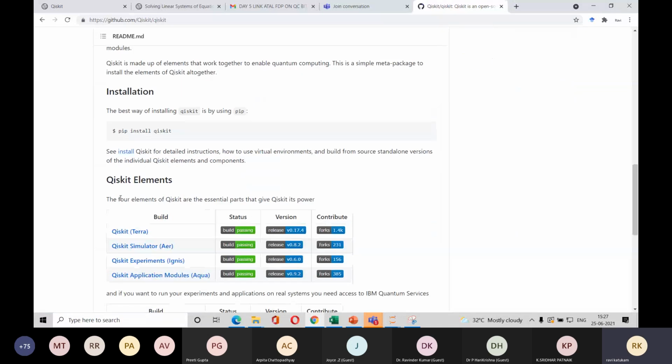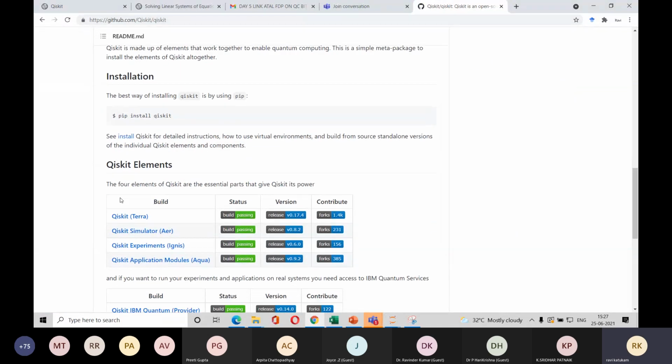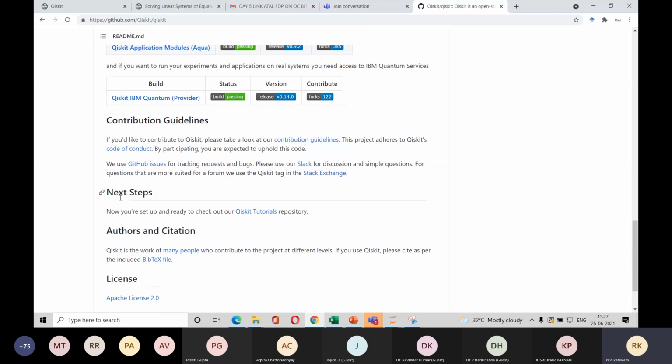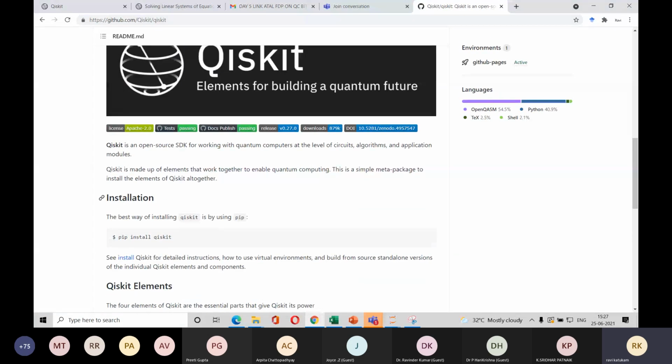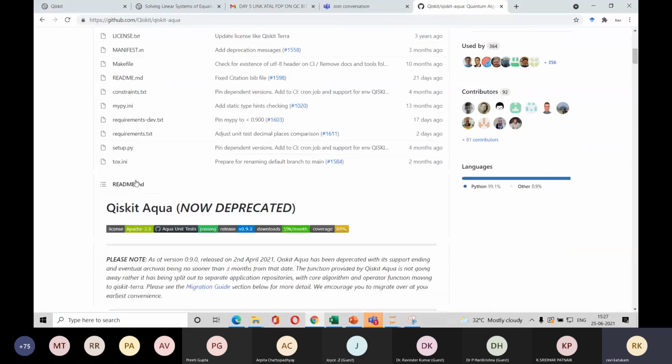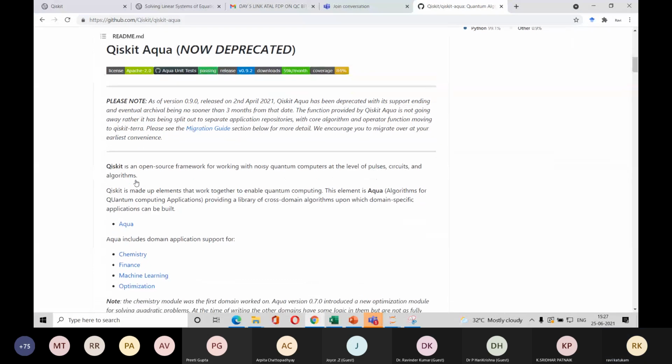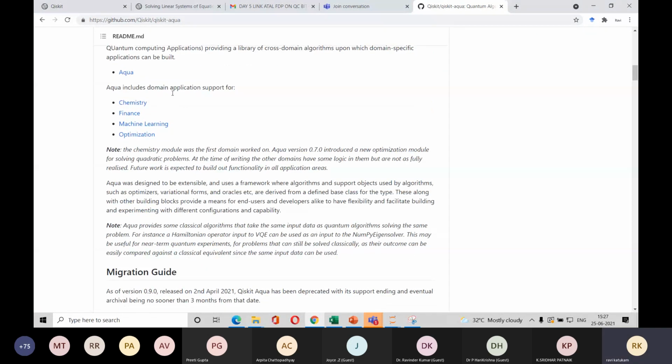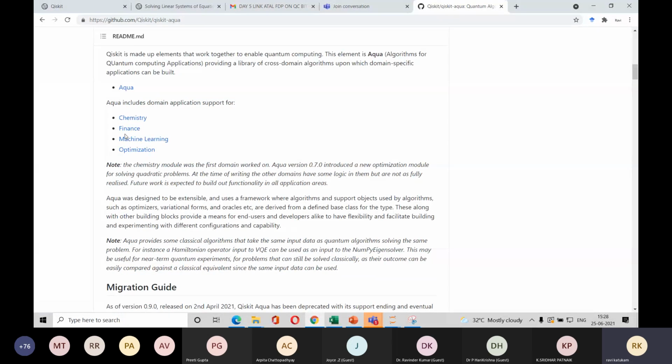So this is the GitHub repository, and if you look at all the things we have been discussing, for example, if I am interested in the Aqua, let me go here, then you can see all the different areas. Okay, so this is what I was mentioning, optimization. And if somebody is really interested, just go through this entire GitHub repository of the Qiskit. Then you can see various applications.